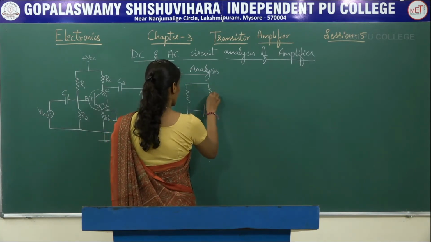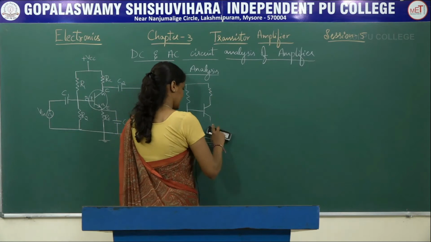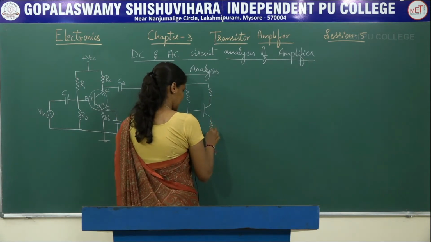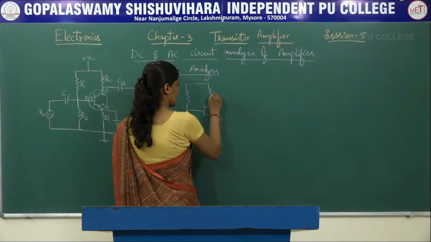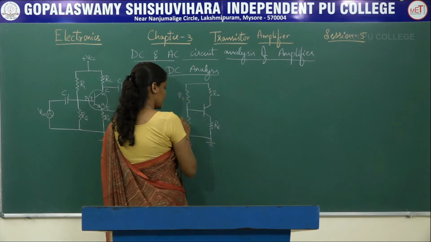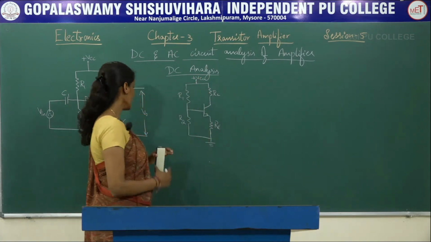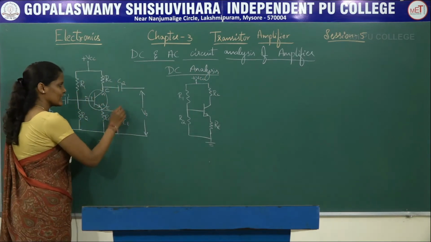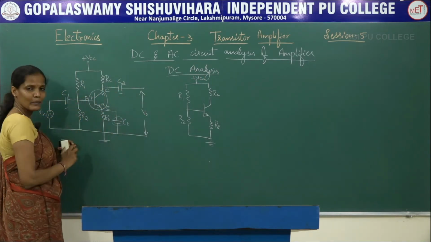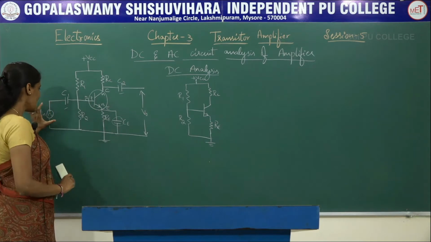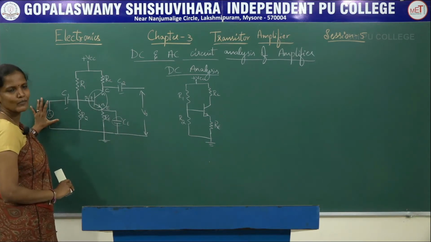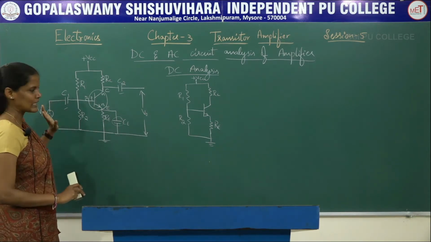Here we'll be having RC, here RE, RC, R1, R2. This is an NPN transistor, and here plus VCC. Because these capacitors will be removed, all capacitors are open. Likewise, this Vin, that is the input voltage source, will be completely removed.